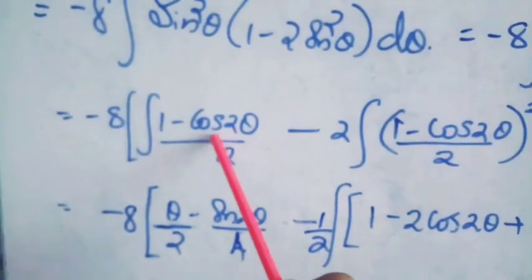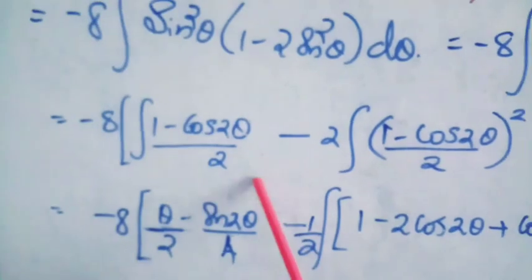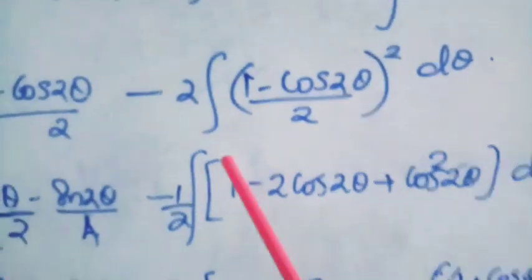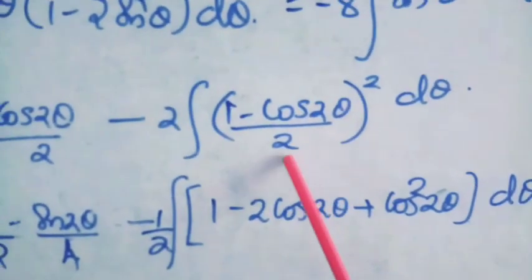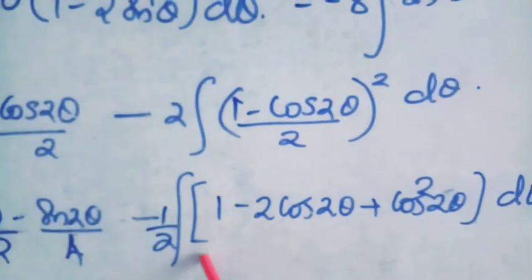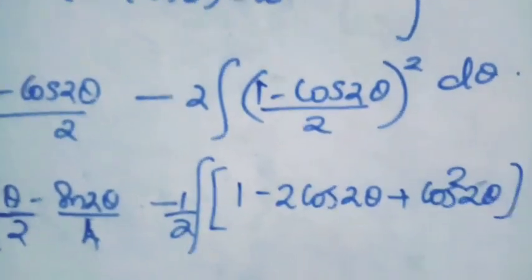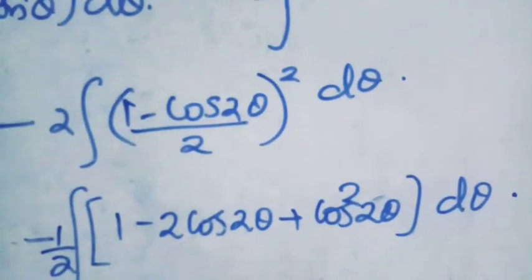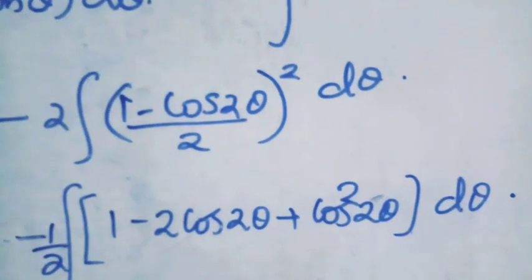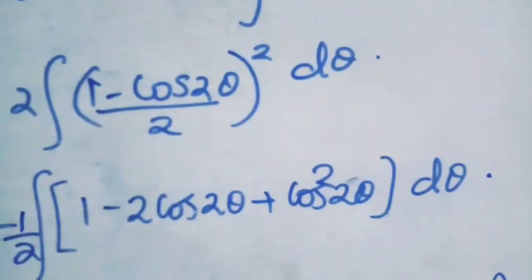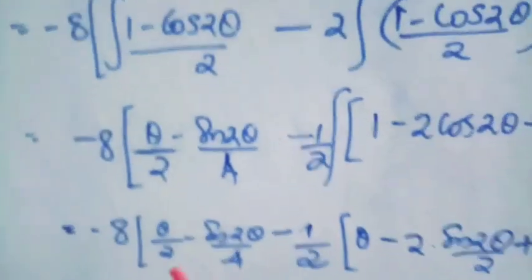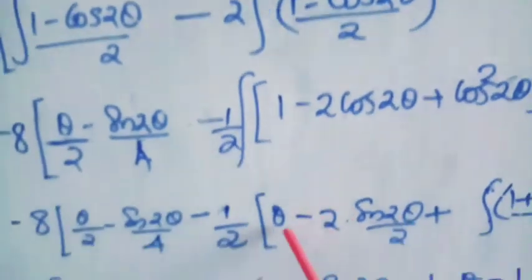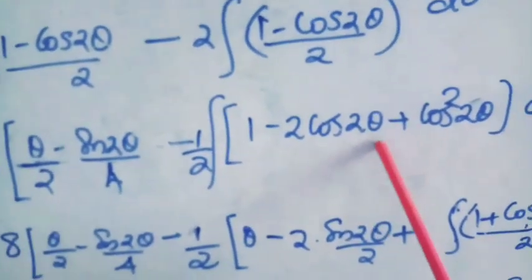Theta by 2. What is the integral of cos 2 theta? Sin 2 theta by 2. Because of this 2, it is sin 2 theta by 4. Take this 2 into this 2 the whole square, you take 1 by 2 whole square outside and it will be 1 by 4, and cancelling 2 you will get 1 by 2 minus 1 by 2 into expand 1 minus cos 2 theta the whole square, that is 1 minus 2 cos 2 theta plus cos square 2 theta again. And the first part integral is theta by 2 minus sin 2 theta by 4, minus half into, integrate this 1 to theta, integrate this cos 2 theta to sin 2 theta by 2.